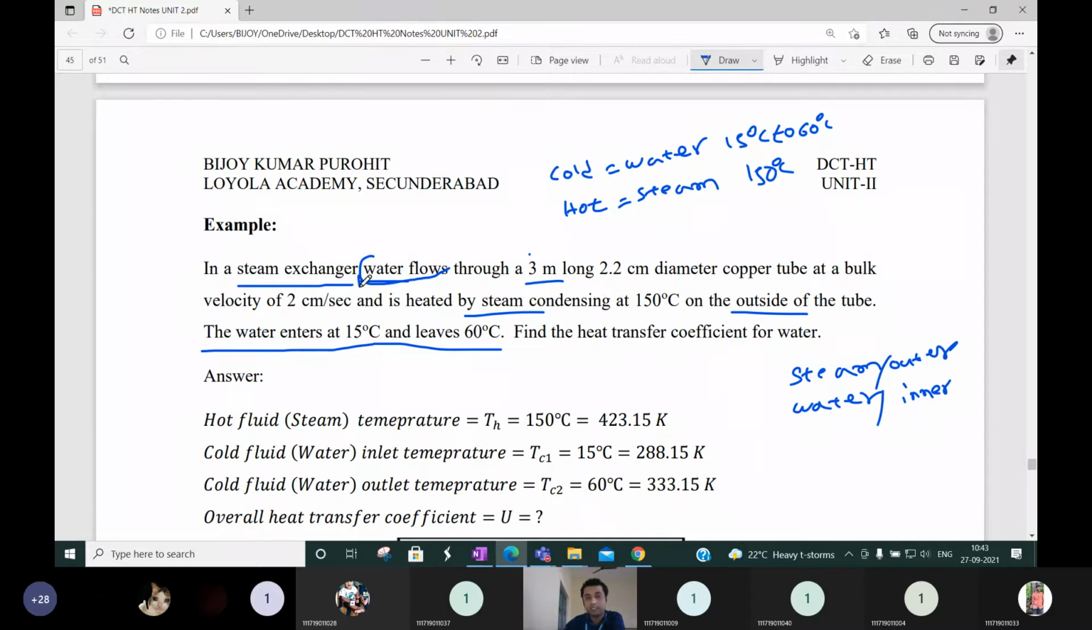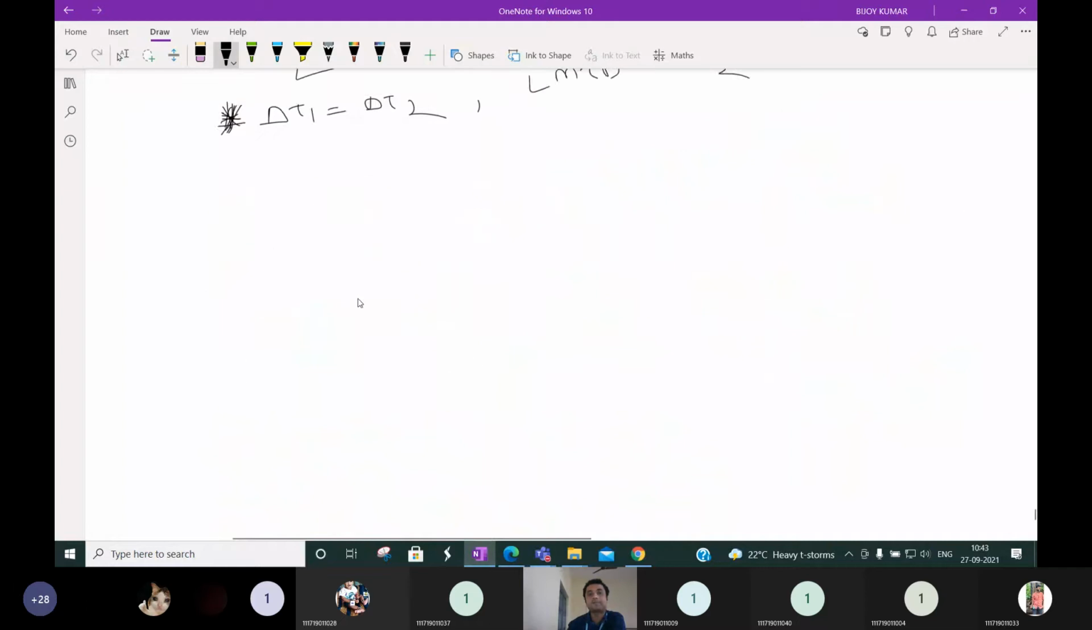In a steam heat exchanger, water flows through a 3 meter long, 2.2 centimeter diameter tube with a bulk velocity of 2 centimeter per second. Okay. Let us draw the diagram first. So let us draw a double pipe heat exchanger.